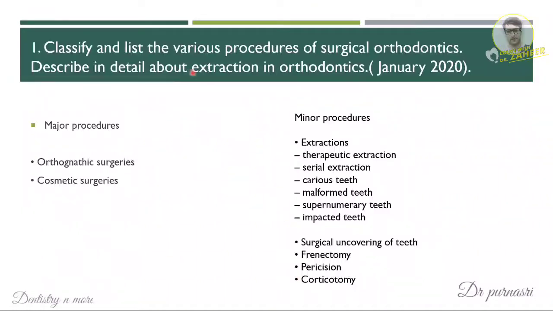Describe in detail about extractions. This we have already discussed under the topic of gaining space in previous videos. Then you can explain about the types of extraction in orthodontics, that is therapeutic extractions, that is extractions carried out for orthodontics. Then there is serial extraction, then extraction of carious teeth, malformed teeth, supernumerary teeth and the impacted teeth. You have to explain about all of these types of extraction and when it is carried out.